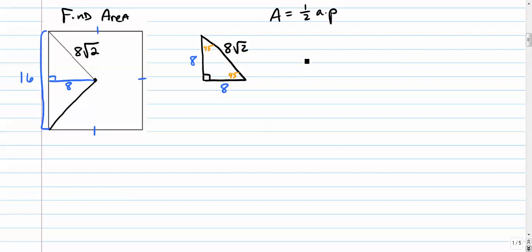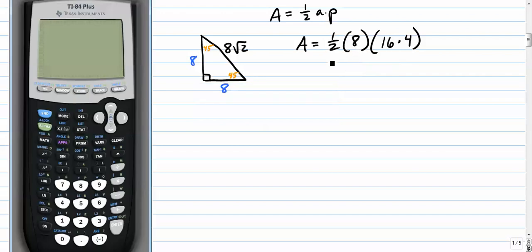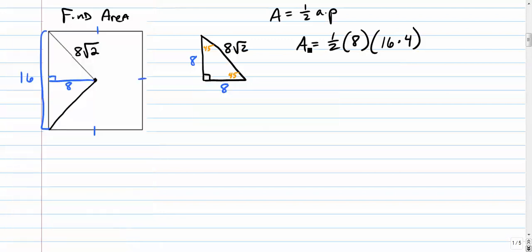So here we go. We're ready to find our area. We've got 1/2 times the apothem, which is 8, times the perimeter, which is, let's see, 16 times 4. All right, so you go to your calculators if you need to, right? We're in degree mode, doesn't matter for this. 1/2 times 8 is 4 times 16 times 4. So this area is 256.